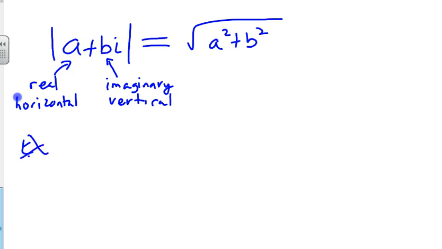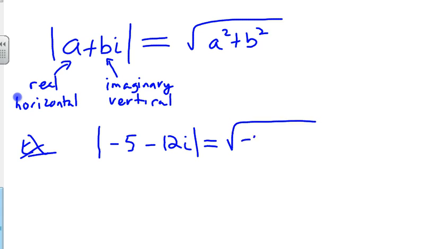So as an example, if I say, find the absolute value of negative 5 minus, say, 12i, what would that distance to the origin, or what would the absolute value be? Try that on your own. Pause me. I think you should get the square root of, let's see, negative 5 squared.